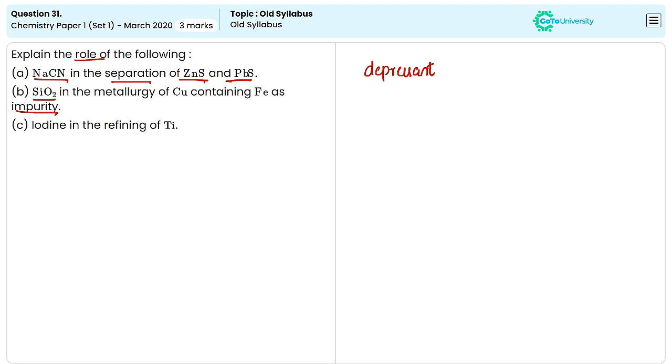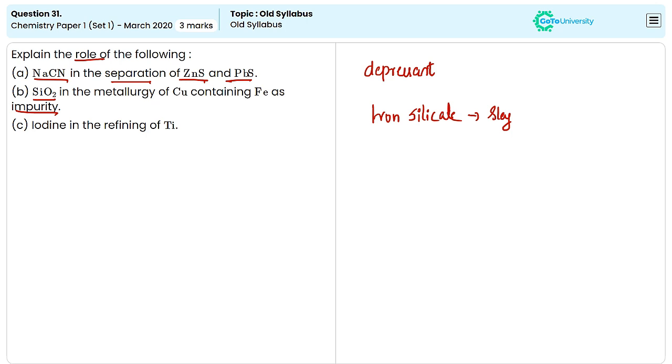Silicon dioxide reacts with iron oxide present in the ore to form iron silicate slag. This slag is less dense than molten metal and can be easily separated from copper. By forming slag, SiO2 helps in the removal of iron impurities from copper. This ensures that the final copper product is purer and of higher quality.